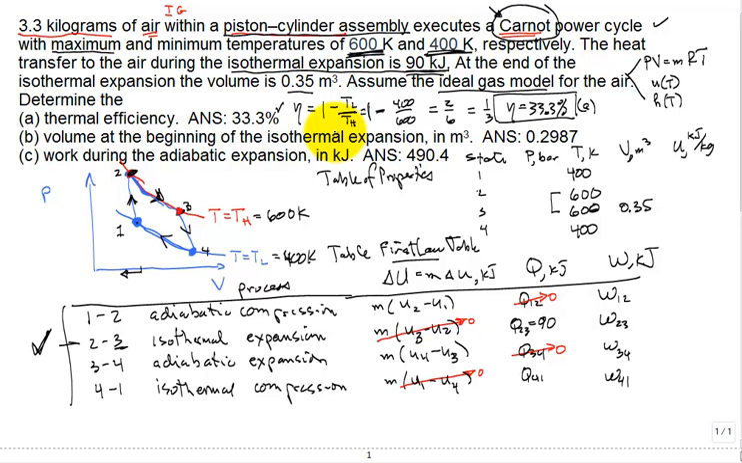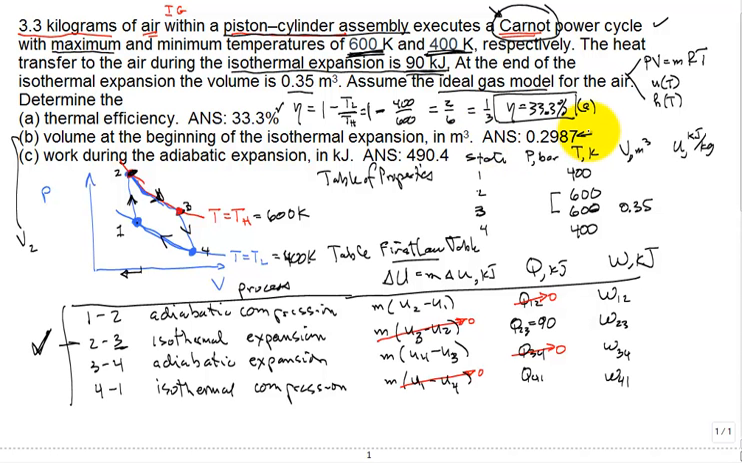All right. Now they ask, what is the volume at the beginning of the isothermal expansion? Well, first of all, you have to figure out what state that is. Is that state 1, 2? Well, we already figured out state 3 is at the end of the isothermal expansion. So they must be asking us to solve for V2. That's what they ask us to solve for. What is the volume at the beginning of the isothermal expansion? Okay, well, here's our answer. We know what we're going to calculate.